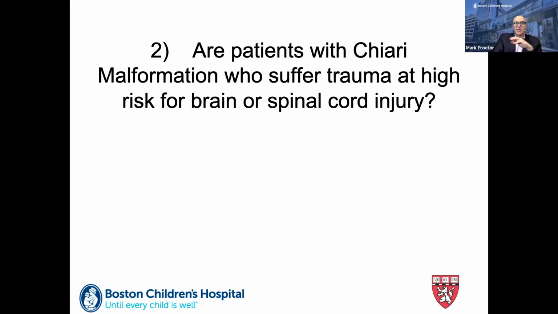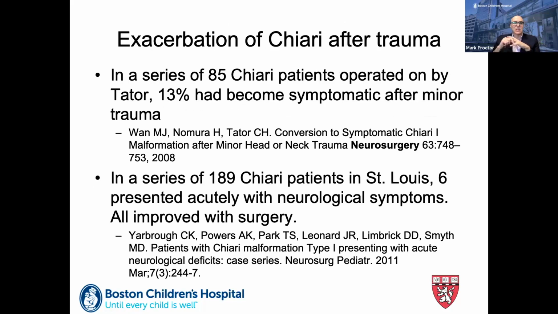So are patients with Chiari malformation at risk for a brain or spinal cord injury? By and large, the data would say mostly what they're at risk for is just that the Chiari malformation may become symptomatic. This is a series from Dr. Charles Tator in Toronto, a very well-respected neurosurgeon. They found that out of 85 Chiari patients, 13 of them became symptomatic after a trauma. It doesn't mean that trauma caused this Chiari malformation. In fact, it almost certainly didn't. But the trauma caused the Chiari to become symptomatic from an asymptomatic state. But none of these were severe issues. They all were things that could be treated with surgery after the fact.